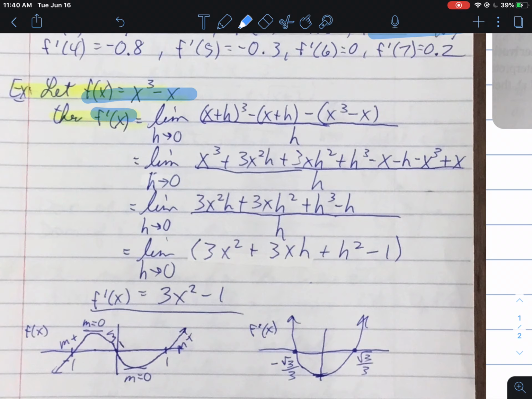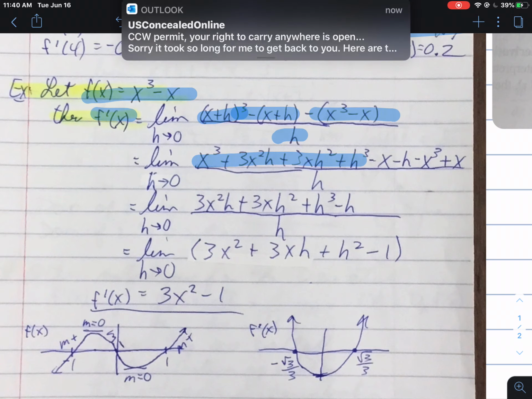But that's our definition. Limit as h approaches 0, f of x plus h. So I plugged in x plus h, which gives me x plus h cubed minus x plus h, minus f of x, all over h. And then from here we're simplifying. Now that's x plus h cubed, so you would have to multiply that thing out. x plus h times x plus h times x plus h.